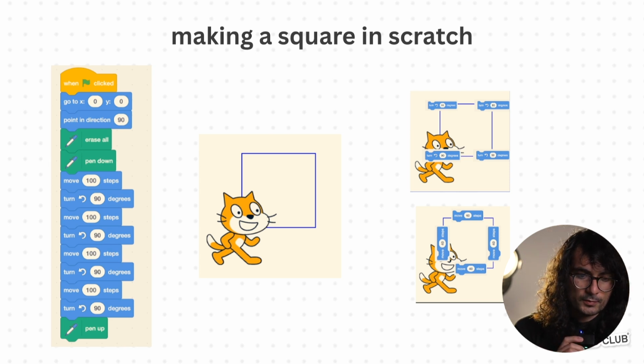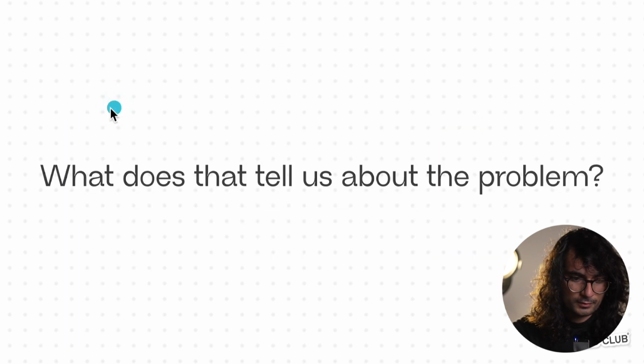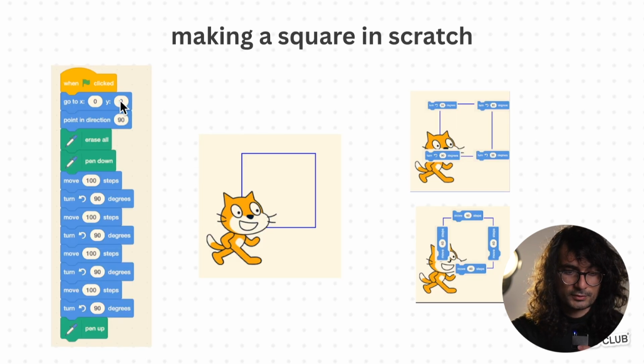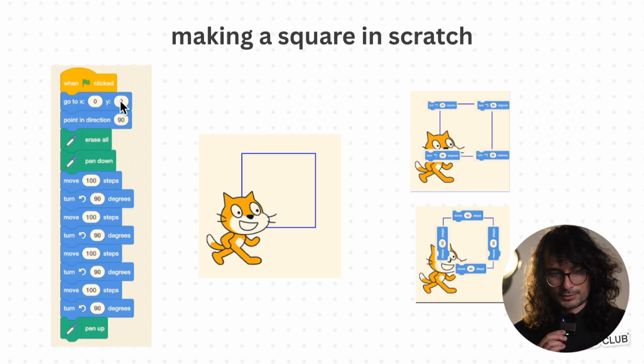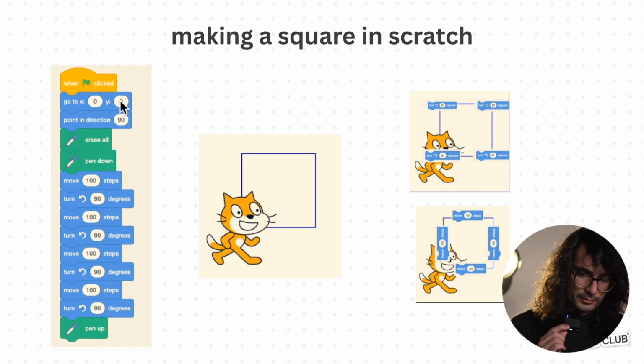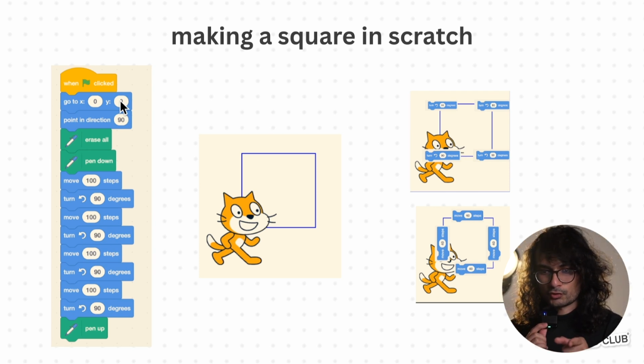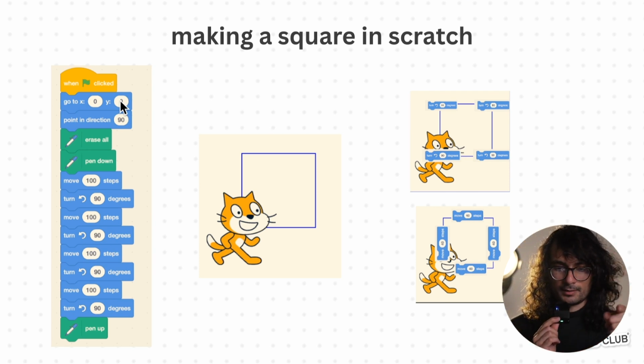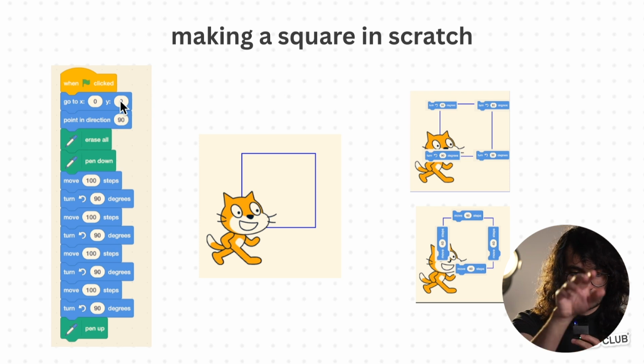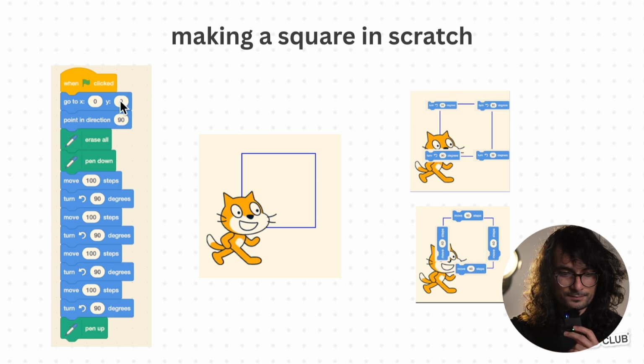So the instruction is go to 0, 0. Point in this direction, erase everything, put the pen down, move 100 steps, turn, and so on. And then you can see that it draws a square after like 15 lines.